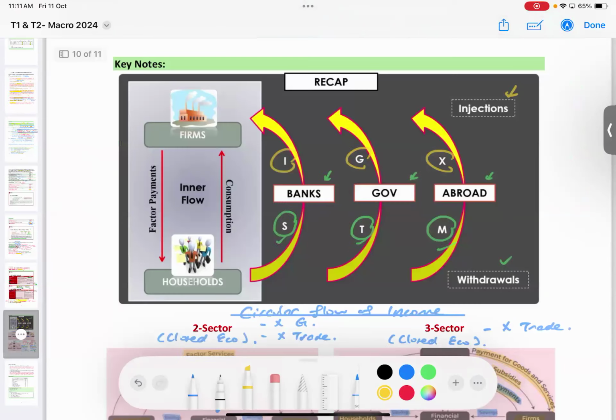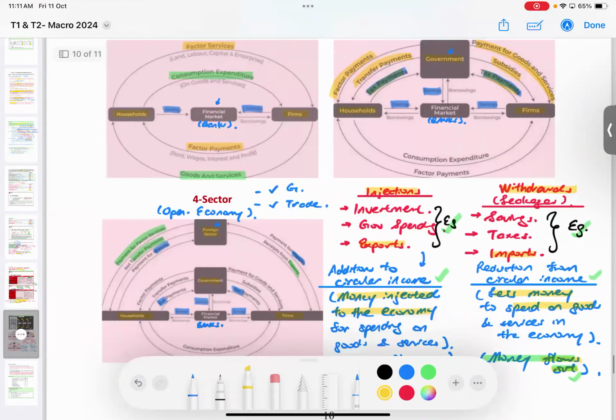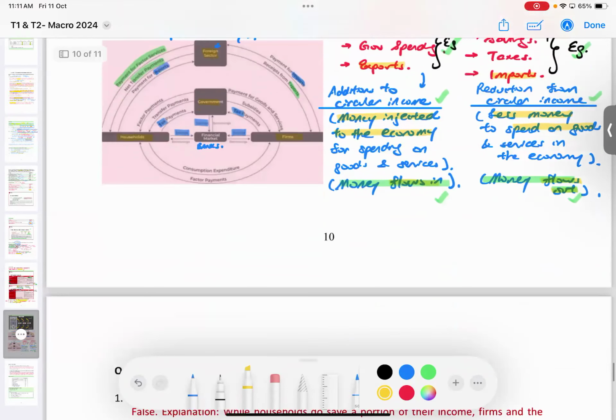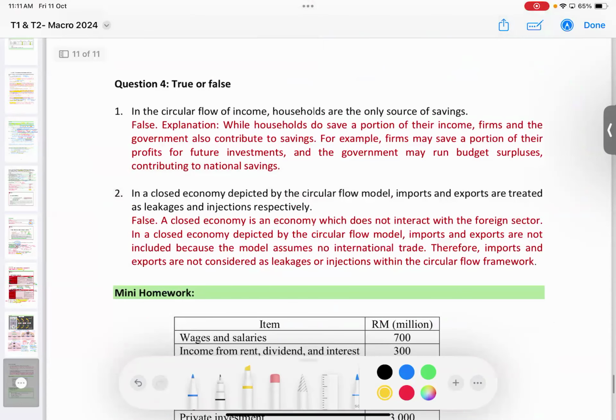Okay, now moving on to the next question. True or false, theory question. In the circular flow of income, households are the only source of saving. Is it correct? No, because firms can save as well, and government can save as well. So firms and government can also contribute to saving. The answer is false.